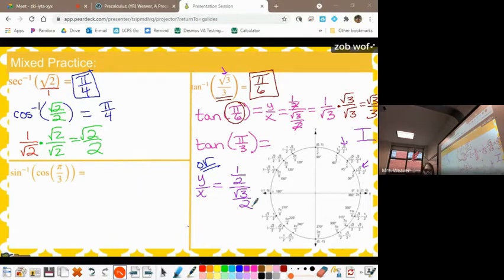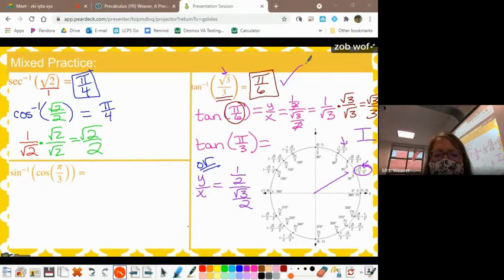So I'm looking for the angle whose y value is 1/2 and whose x value is root 3 over 2. And where does that happen? It happens at pi over 6. So you can deconstruct the tangent value, or you can just check the tangent of the two angles in that quadrant that have a root 3 in it. Both ways will give you the same correct answer.